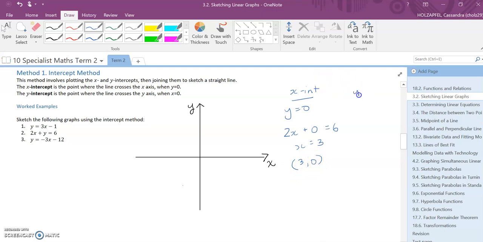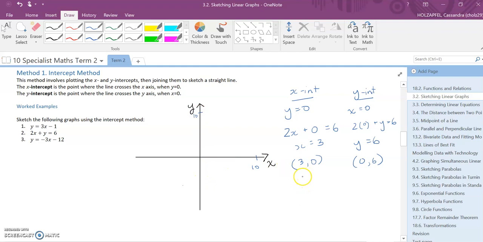Now let's do the same thing with our y-intercept. Remember, the y-intercept is when x is equal to 0. So 2 lots of 0 plus y is equal to 6, therefore y is equal to 6. Writing this as a coordinate, 0 is our x-coordinate and 6 is our y-coordinate. So now let's go in and draw these points. This time I'm going to do a little bit of a different scale. So let's go to 10 and then to 10 on this axis as well.